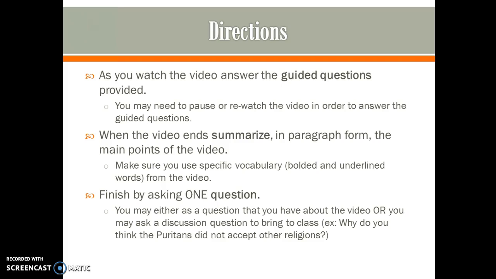As you watch the video, make sure that you're answering the guided questions on the WSQ. You may need to pause or rewatch the video in order to answer the guided questions. When the video ends, summarize the video in paragraph form, making sure that you use the specific vocabulary given to you on the WSQ. These are going to appear as bolded and underlined words. Then finish by asking one question.